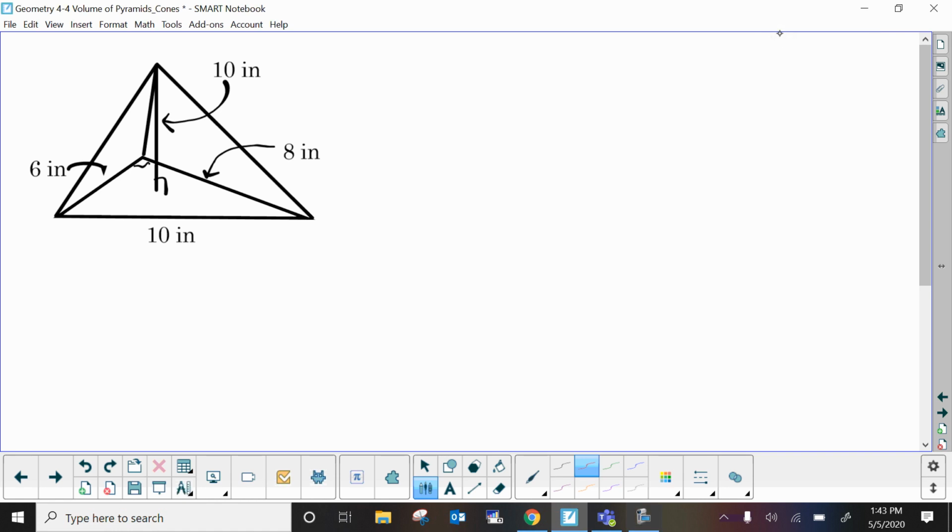All right. Hey, everybody. So I would like to do a couple more examples of finding the volume of pyramids and cones. And if you recall from the video from yesterday, the volume is 1/3 capital B H, where the capital B stands for the area of the base.